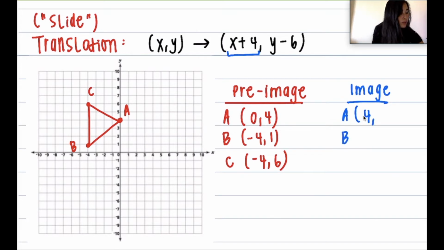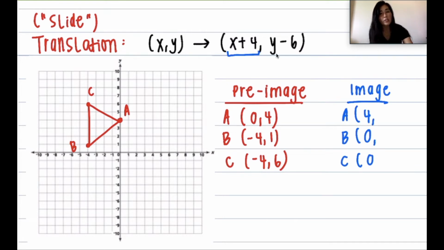Same thing with B. Notice here with B, x is -4, so we're going to apply the rule of adding 4. -4 plus 4 is going to become 0. And then same thing with C. -4 here is x. We're going to add 4 to it, which is also going to become 0.